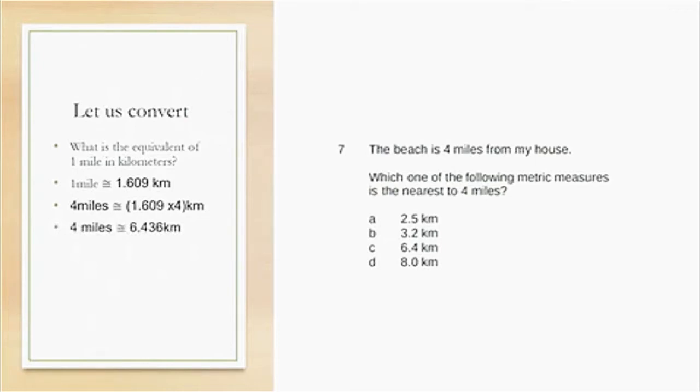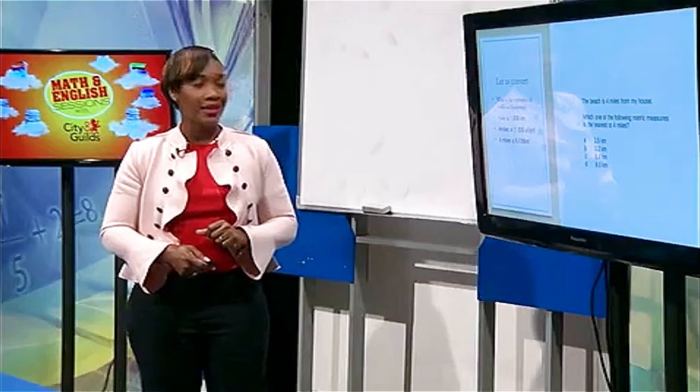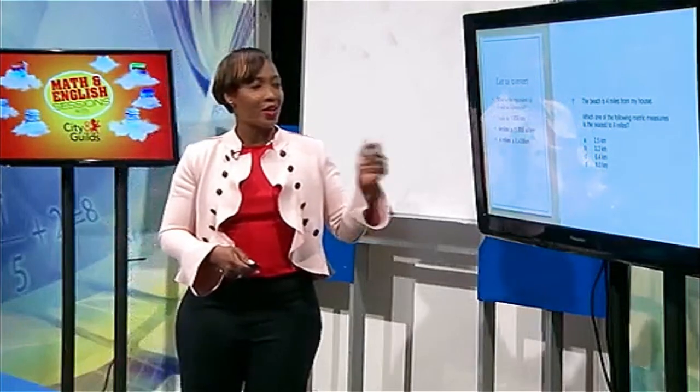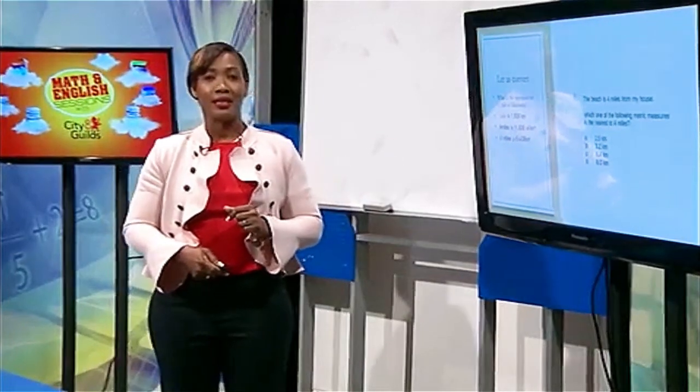And as you can see, I hope you're paying attention to the approximation sign, because it is not an exact measure, so it's approximated: 6.436 kilometers. Now, if you look at your options, you don't see that same value there. But if you round it off to the first decimal point, you would get 6.4, correct. So your response is, for 4 miles, you have 6.4 kilometers.